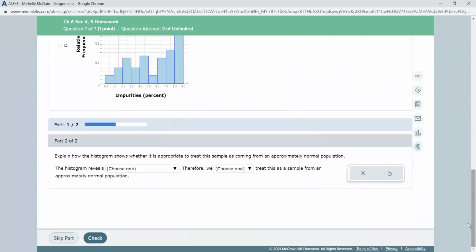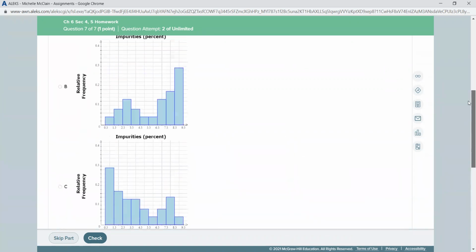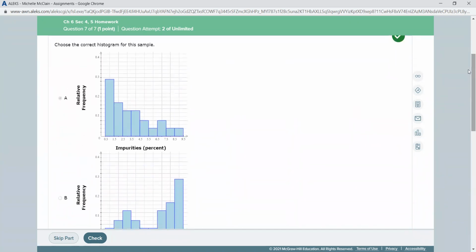All right, so let's move on to part 2. It says, explain how the histogram shows whether it's appropriate to treat this sample as coming from approximately normal. Meaning, I want this bell-shaped curve when I look at my graph here. So this was the correct graph, and we definitely do not have a bell-shaped curve. This mode here, that tallest bar, should be in the middle, and it should taper off on the side. So we definitely don't have that. Notice there's no gaps in this particular graph, so it's not like there's an outlier. There's no multiple modes.